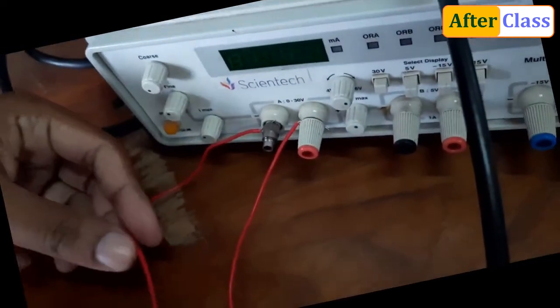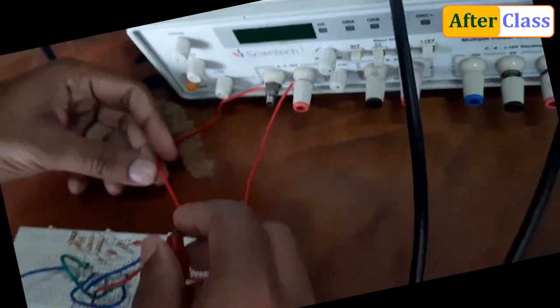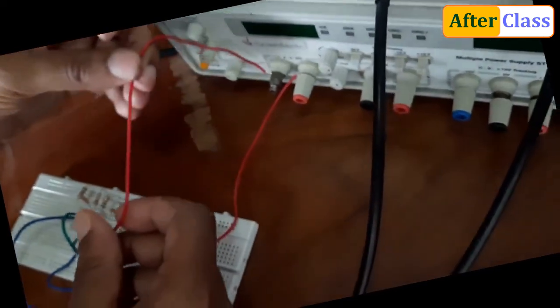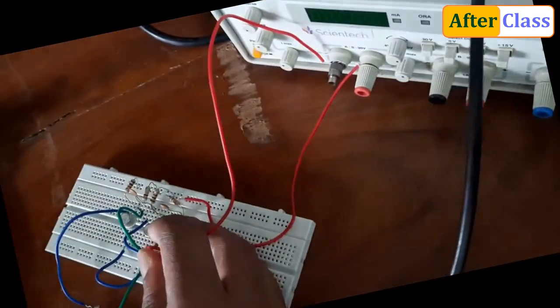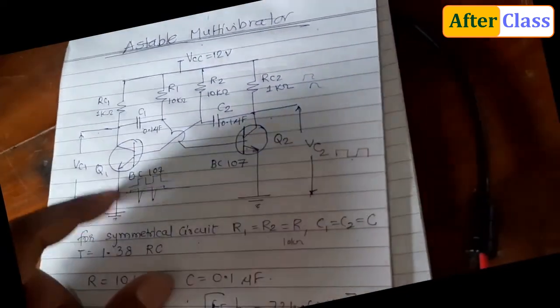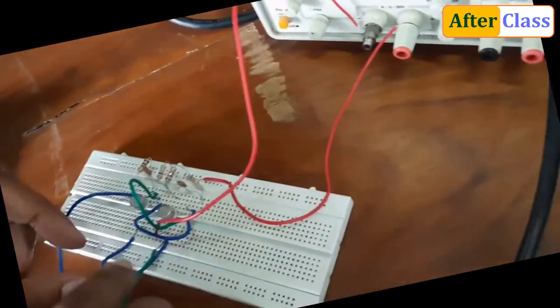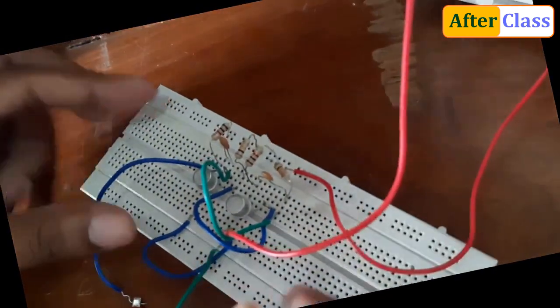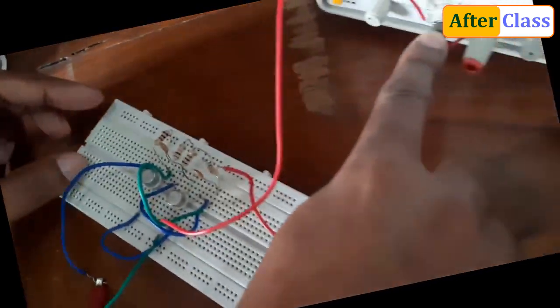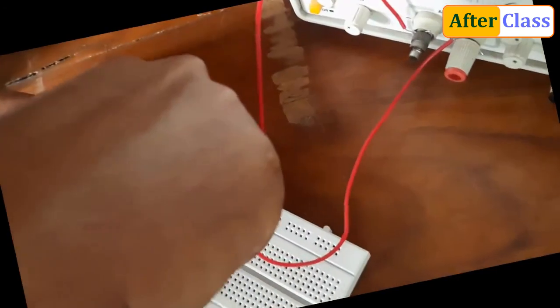First I'll explain what I have done. Now this is the negative. You can see both the emitters are grounded. I have connected a wire from this emitter to the other emitter, and then they are connected to negative. So this wire is grounding the two emitters, and then it is connected to the negative of the power supply. Positive is connected to this.